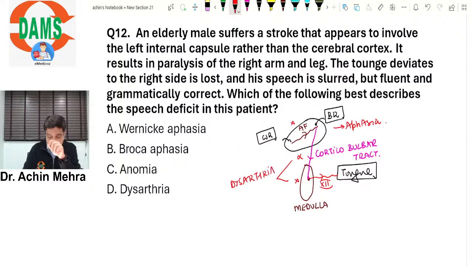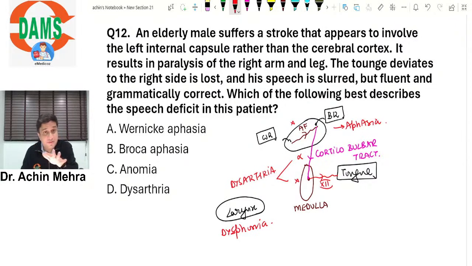If at all you have a damage or a problem in the laryngeal vocal cords, then you'll name this as dysphonia. So we have speech deficits, speech disorders, which are classified as cortical disorders, aphasia; subcortical lying in the corticobulbar tract or medulla like brainstem syndrome, dysarthria; and finally the vocal cord palsy, the dysphonia. Three disorders. So look at the language again. The speech is slurred, fluent, grammatically correct. His tongue movement to one side is lost.